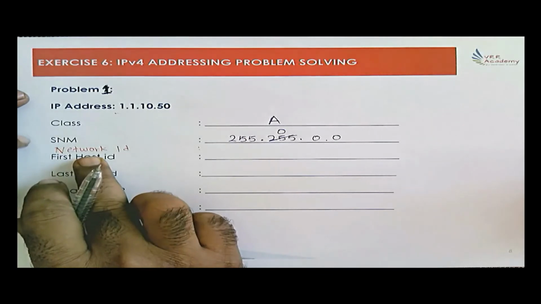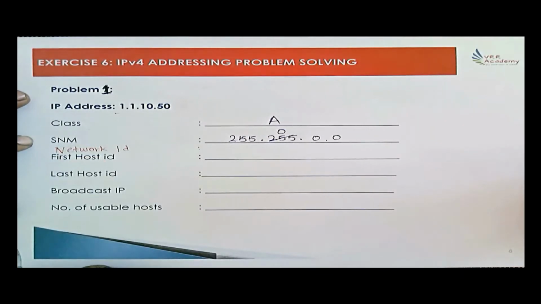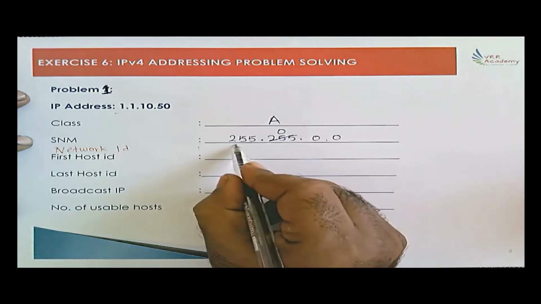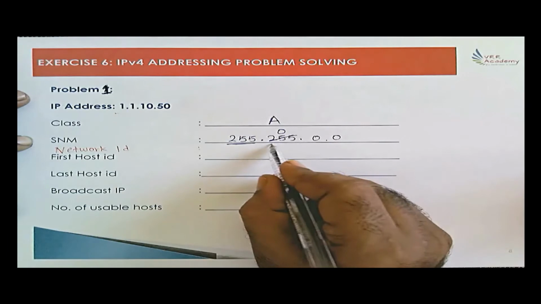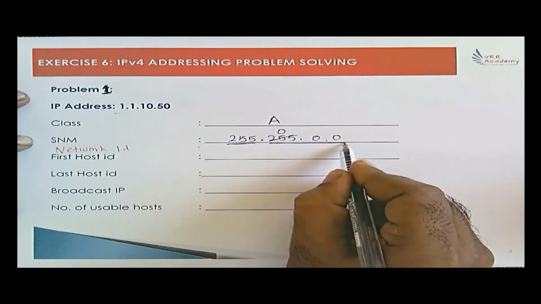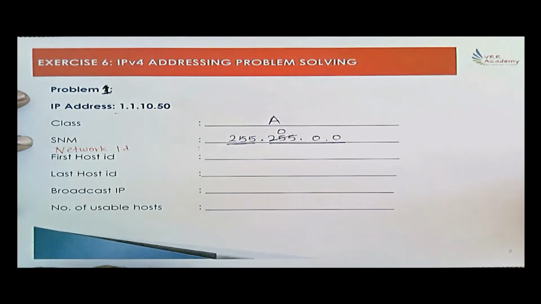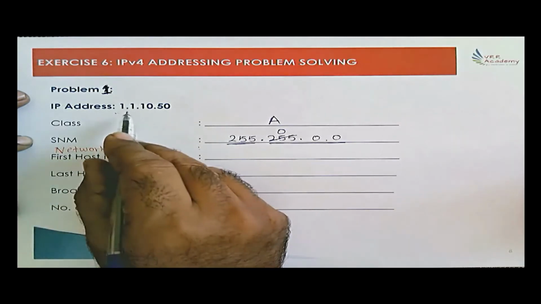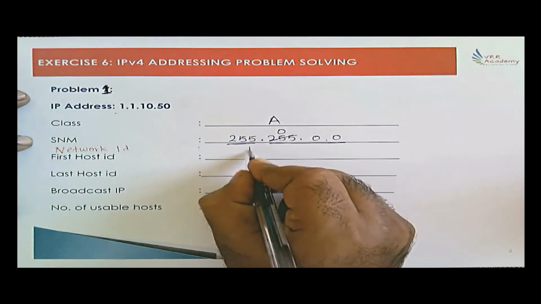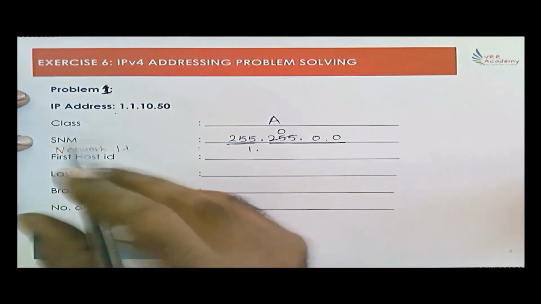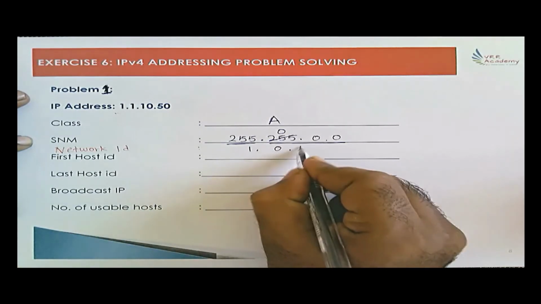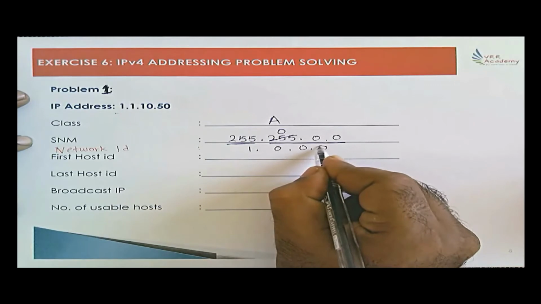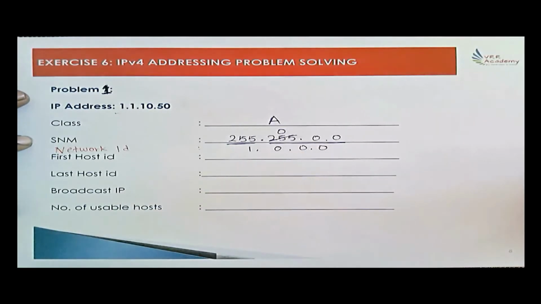Then the network ID. How to find the network ID? It's a very simple formula. Keep only the network part, and the host part should be completely 0. Then that is going to be your network ID. Taking this IP address, the first octet is 1, and the remaining octets we make zeros. So this is going to be your network ID.